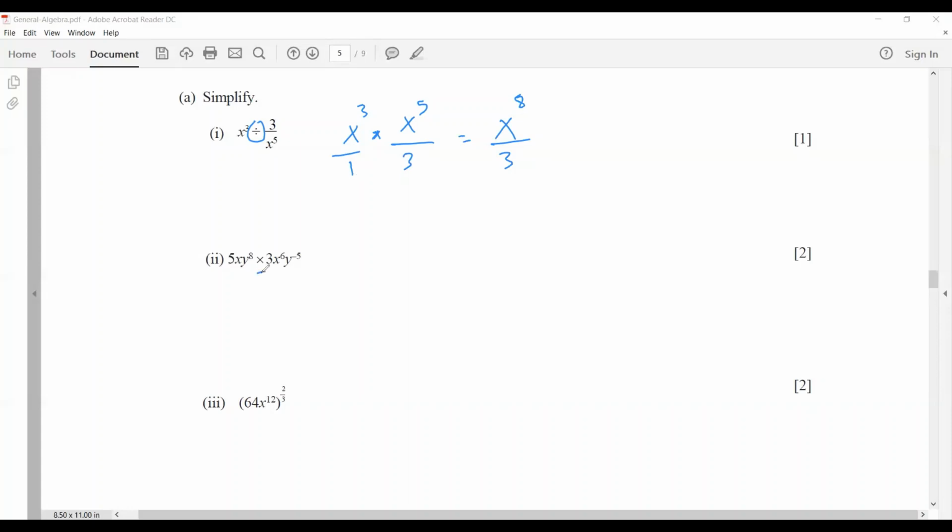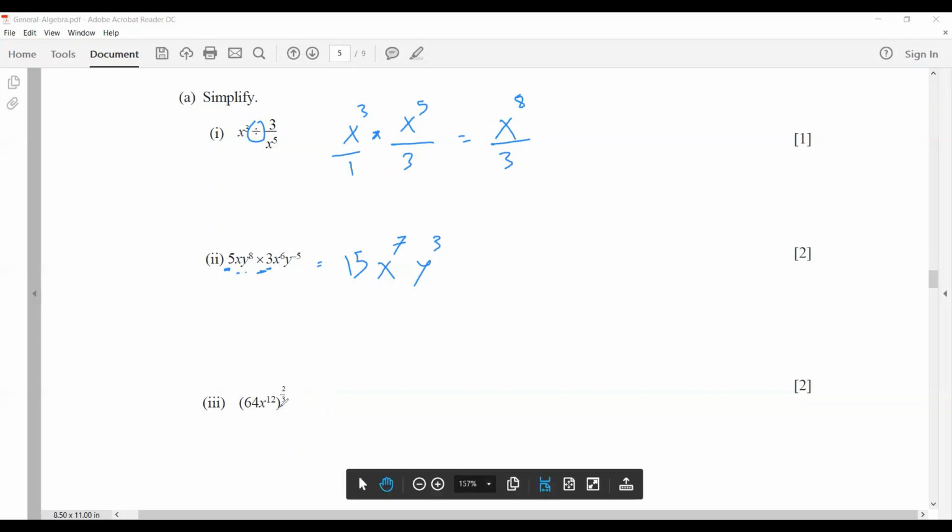Here, it's multiplication. So the numbers together, variables together, corresponding variables, right? We have 15, x with x here. The new index is 7. y's, the new index is 8 minus 5, which is 3. Easy question.